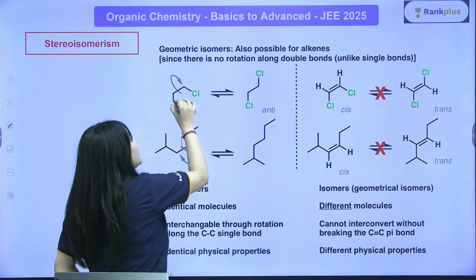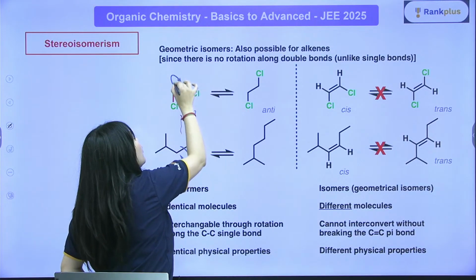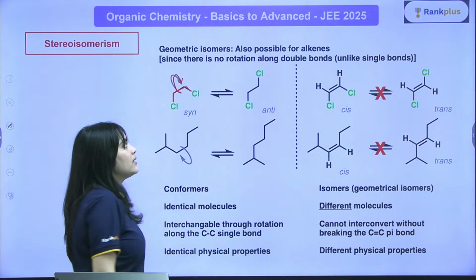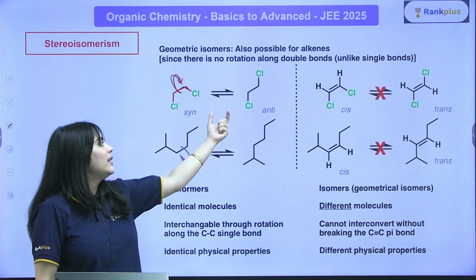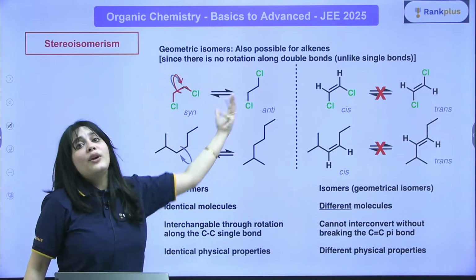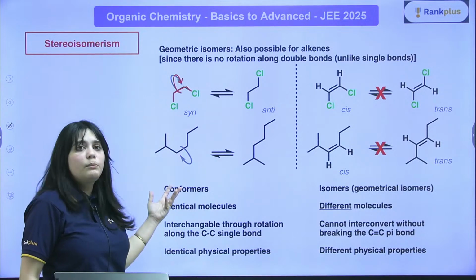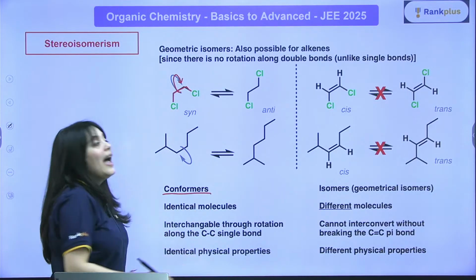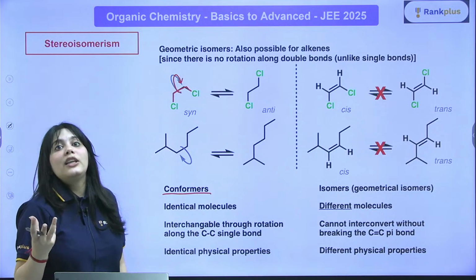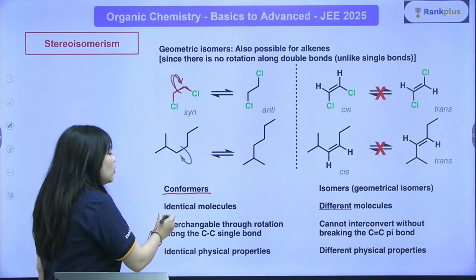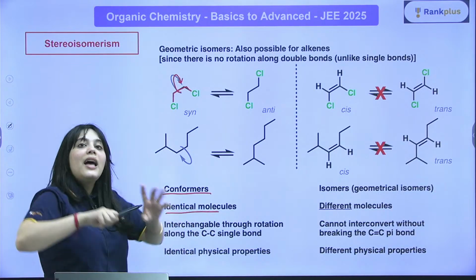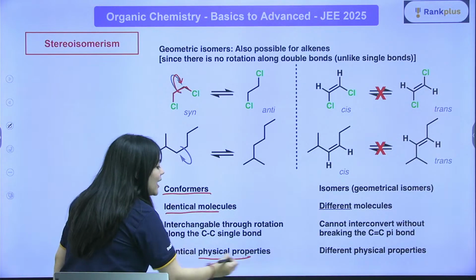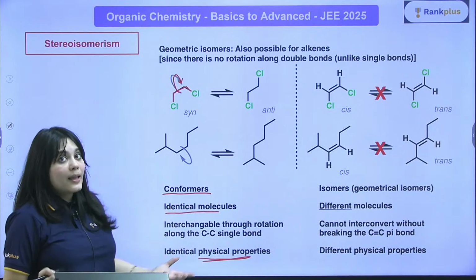For example, this is a single bond over here. You can rotate on this single bond and this can get converted into this. So this is called the syn position, this is called the anti position. But once again, you can rotate the anti position and get the syn position, doesn't matter. So these are called conformers and these are actually the same molecules, identical molecules. These are not different molecules. These are interchangeable through rotation and they also have the same physical properties because they are the same molecules.